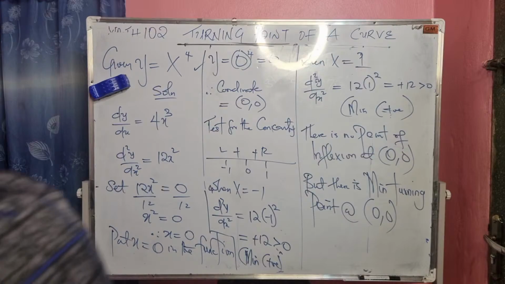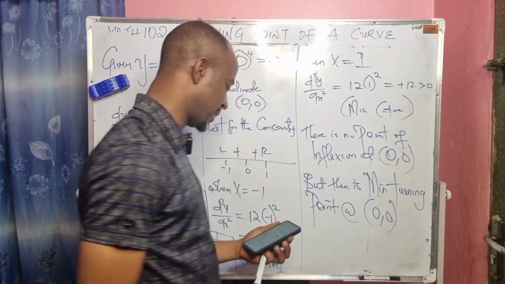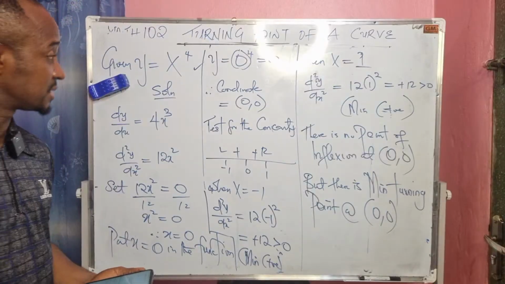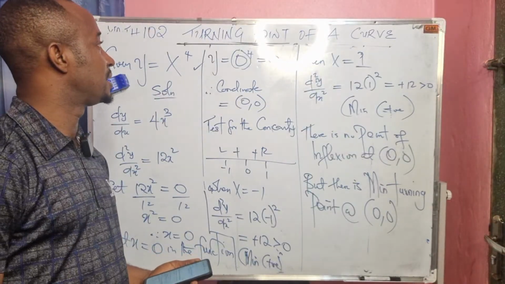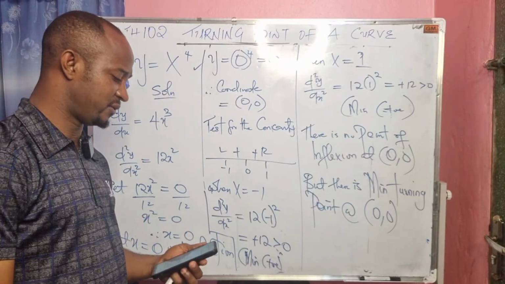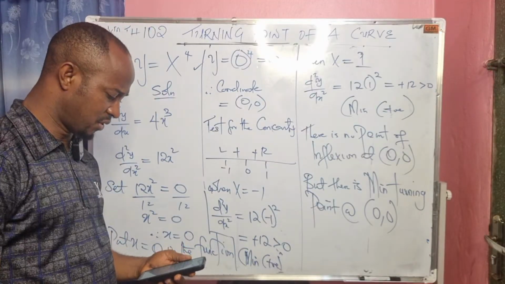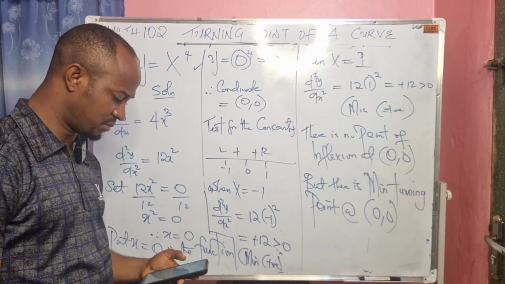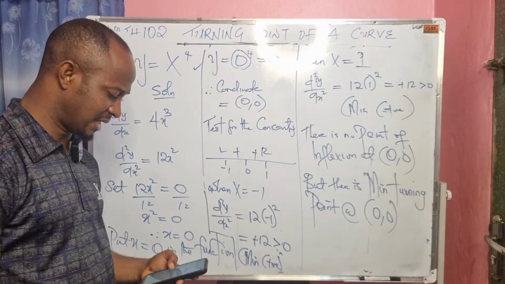All right, I think I'm going to stop here for now. So we are done with this class. We are done with everything about turning point of a curve. We have seen the minimum turning point and the maximum turning point. So my class will end now.